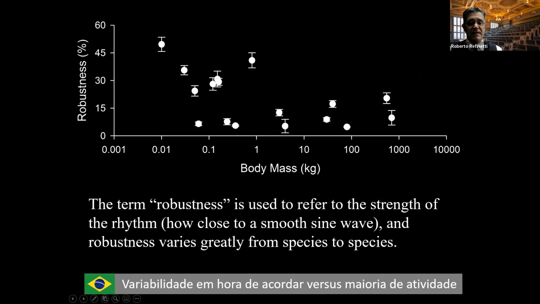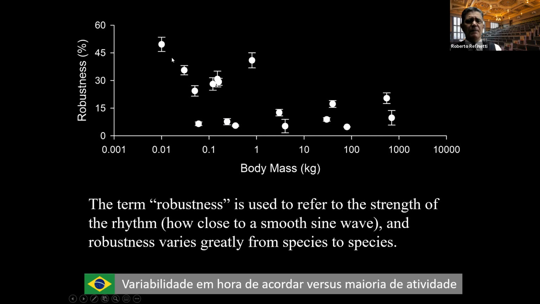The term robustness is used to refer to the strength of rhythmicity, so how close to a smooth sine wave. And robustness varies greatly from species to species. So you should see here again, I'm showing it with body size, and it looks like maybe robustness is a little higher at the lower body size, but that's not the main point. The main point is how much it varies, from very low, almost like it's not rhythmic, I don't know, 5% in here, to over 50%.